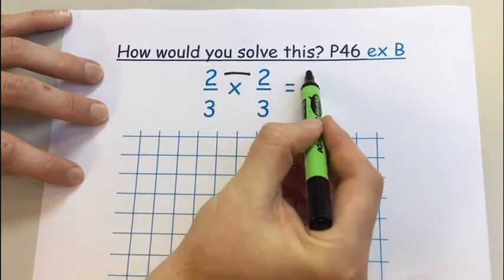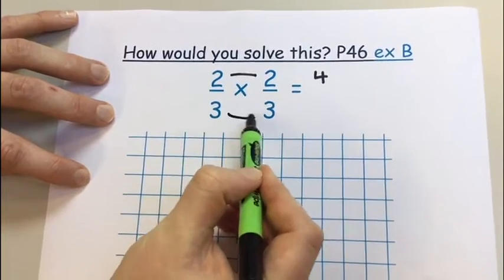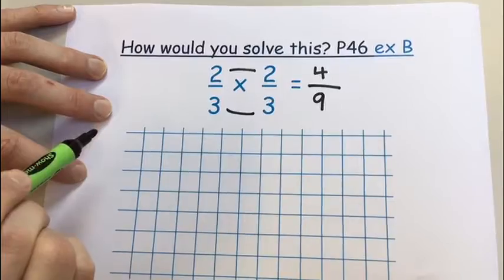2 times 2 is 4. 3, multiply the two denominators together. 3 times 3 is 9. That gives me 4 ninths.